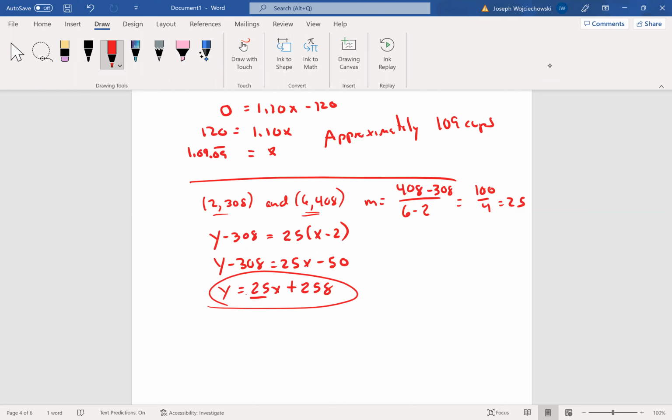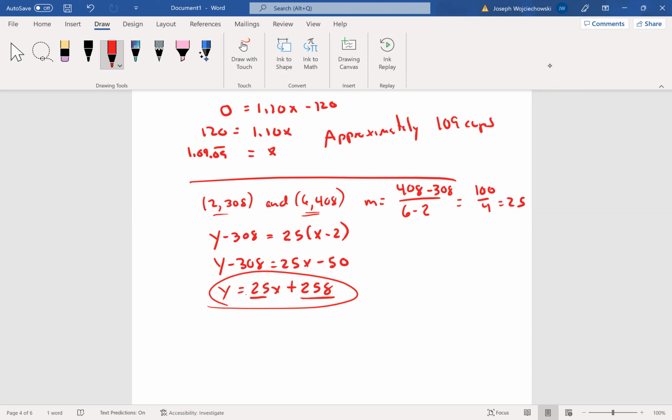The y-intercept, interpret the meaning of the y-intercept. The y-intercept is saying $258. So at time 0, which was the year 2004, the average spending was $258.